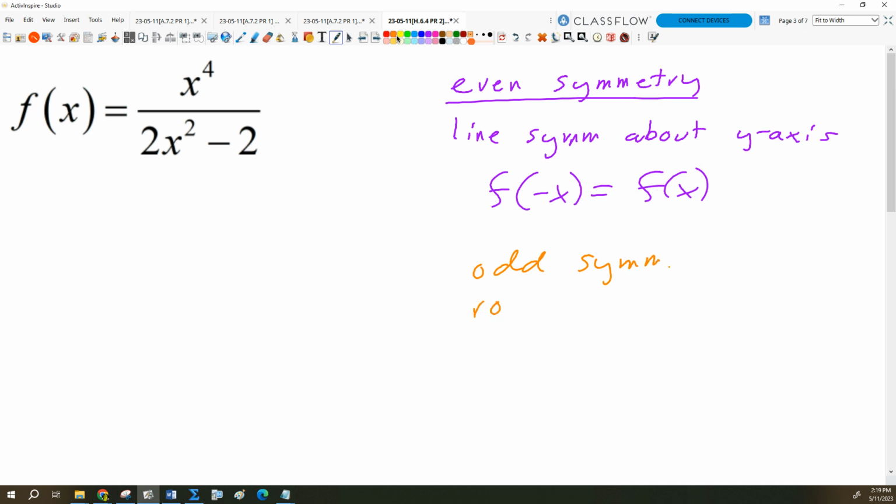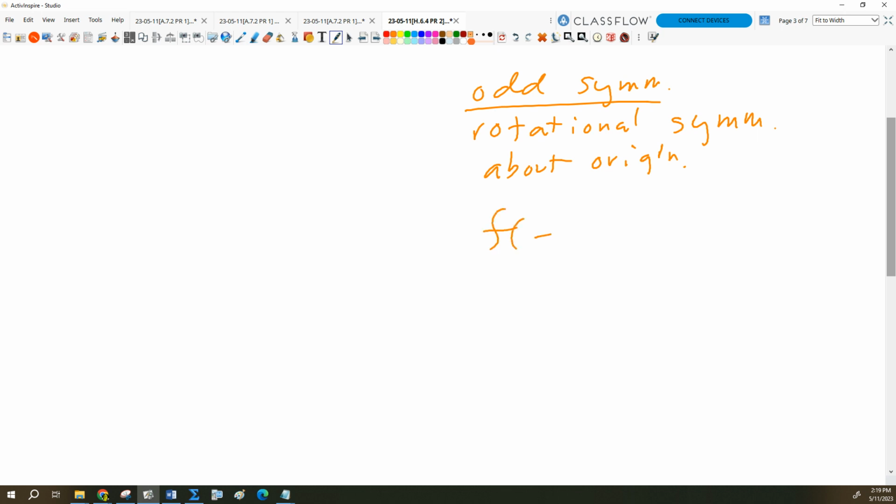Remember what that was? That was rotational symmetry about the origin. Remember where we take the graph and rotate it 180 degrees about the origin and then it would overlap with itself, right? What was the test for that? Well, the test for odd symmetry was f of negative x is the opposite of f of x. So if I plug in negative x and I get the opposite of the original function, it's odd symmetry. If I plug in negative x and I get neither of those things happening, there is no symmetry. Which one does this have?